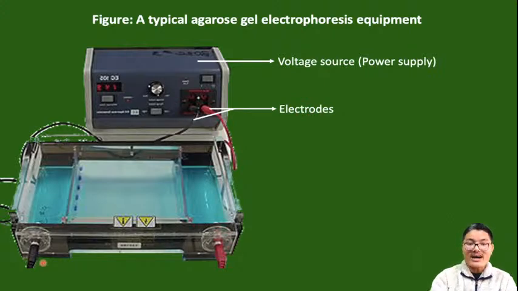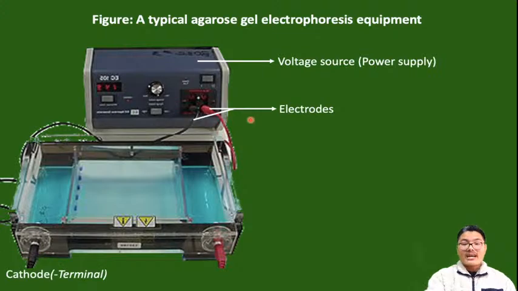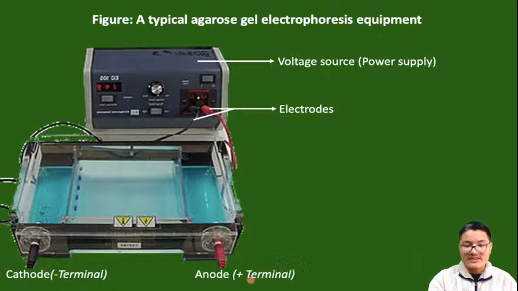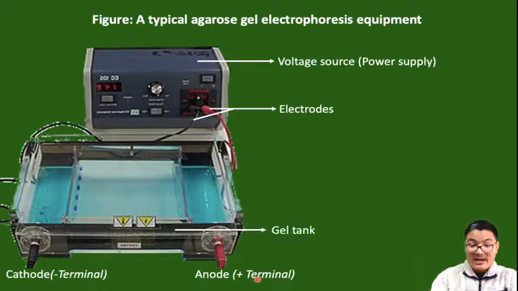In our agarose gel electrophoresis equipment, we have the cathode terminal, which is the negative terminal, and we have the anode terminal, which is the positive terminal. These cathode and anode terminals are attached to a tank, a small container with a platform in between. This is the gel tank in which we are going to keep the gel.